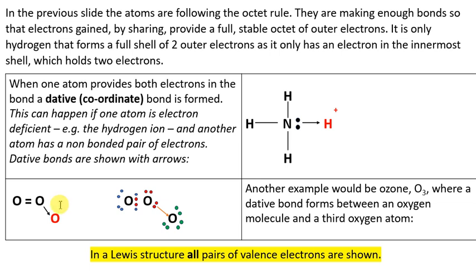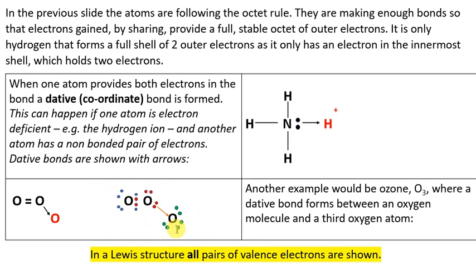We saw in the last slide that 2 oxygen atoms can combine by making a double bond. And we saw that each oxygen atom had non-bonded pairs of electrons left over. One of those non-bonded pairs could be used to make a dative bond. Dative bonds are shown with the arrow. I could draw a more detailed diagram.